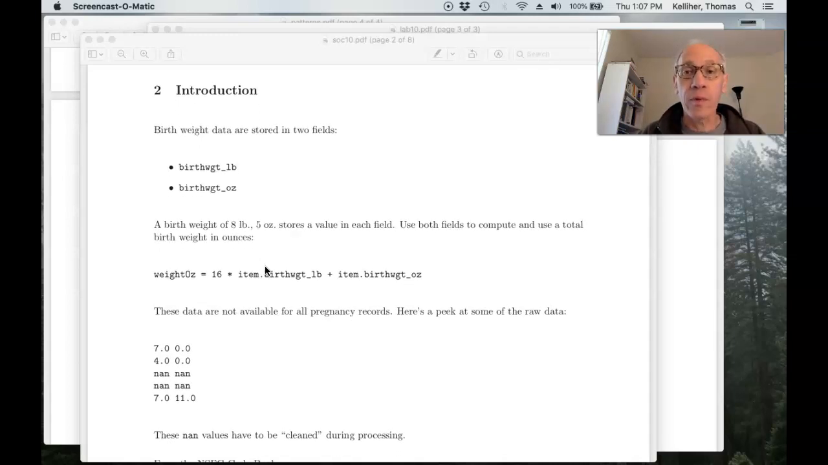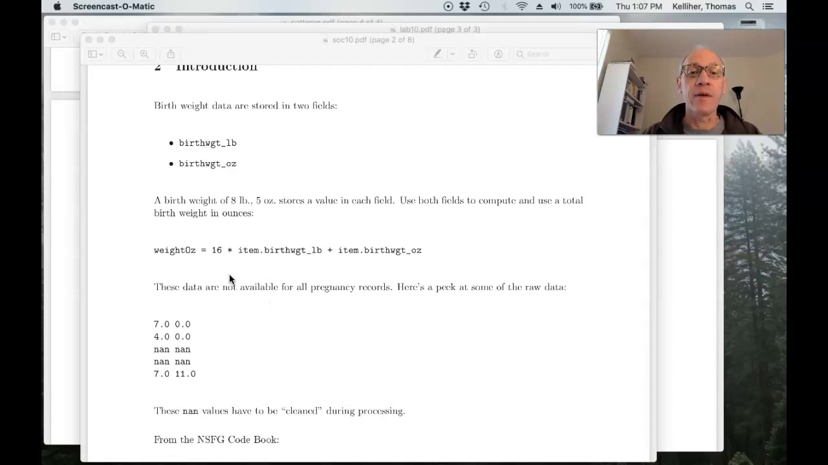Working with a percentile rank, we need a single number. So we need to convert pounds and ounces to just ounces. And here's the equation to do that. We take the birth weight in pounds, multiply it by 16 to convert that to ounces, and then add the birth weight in ounces, and we're done.